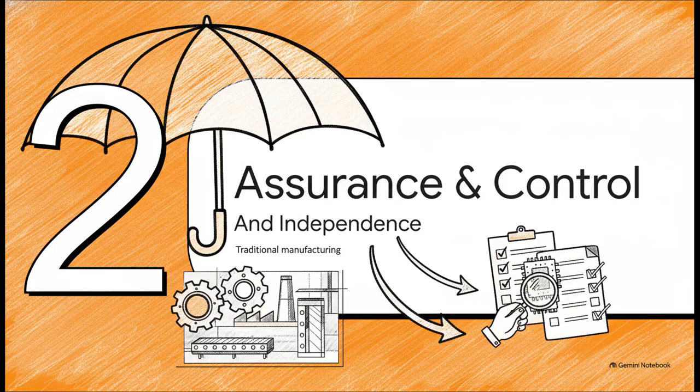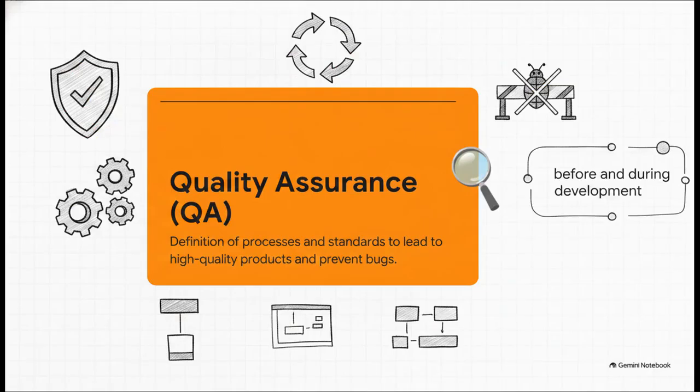Section 2. Assurance, control, and independence. Quality management is actually an umbrella term that breaks down into two highly specific concepts, and they both have strong roots in traditional manufacturing history. Let's define them. First up is quality assurance, or QA. The definition here is key. QA is the definition of processes and standards designed to lead to high-quality products and prevent bugs.